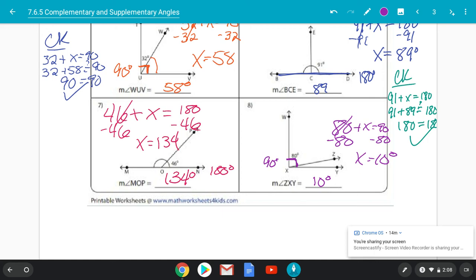So again, with complementary and supplementary angles, the biggest part of this is identifying what type of angle you have and what that means. Complementary means that the 2 angles add up to 90 degrees. If we have supplementary angles, it means that the 2 angles add up to 180. Knowing that, we can always solve for our missing piece by writing an equation. So we set up these nice little one-step equations, and we're good to go to solve.